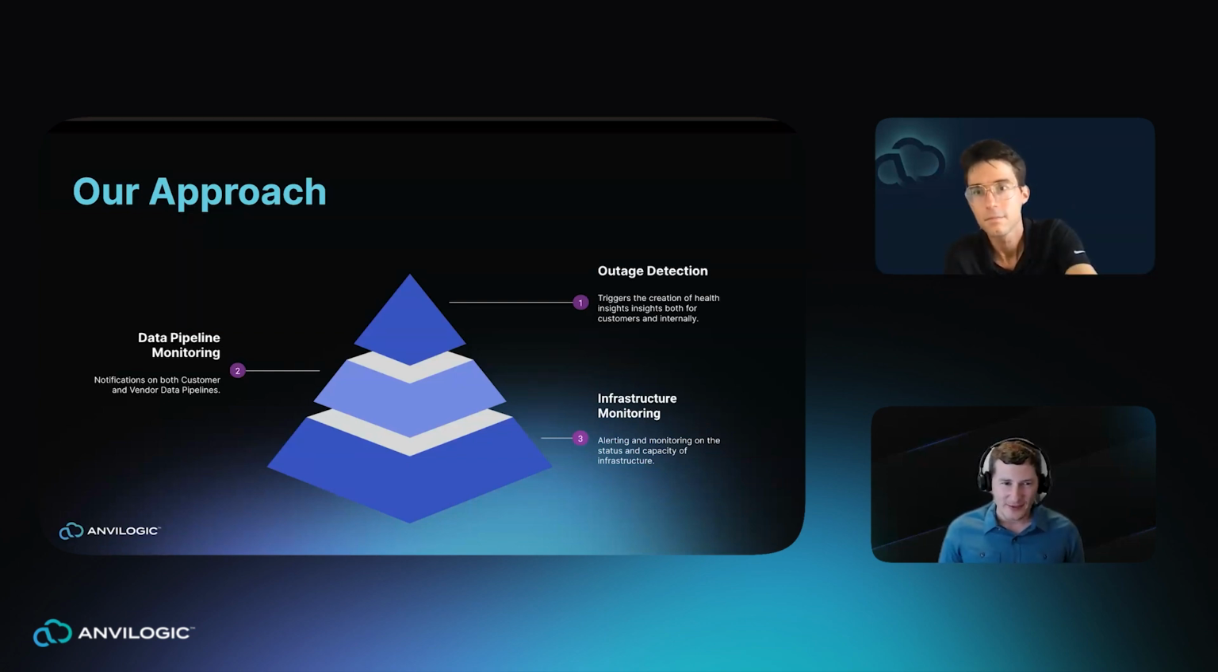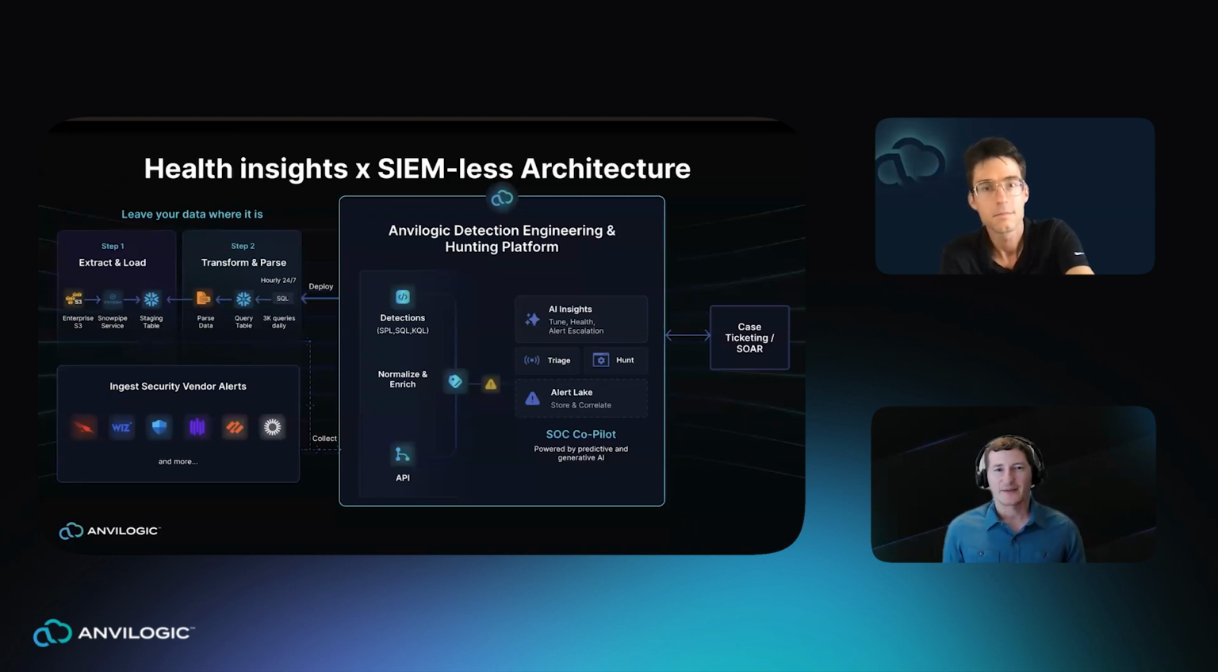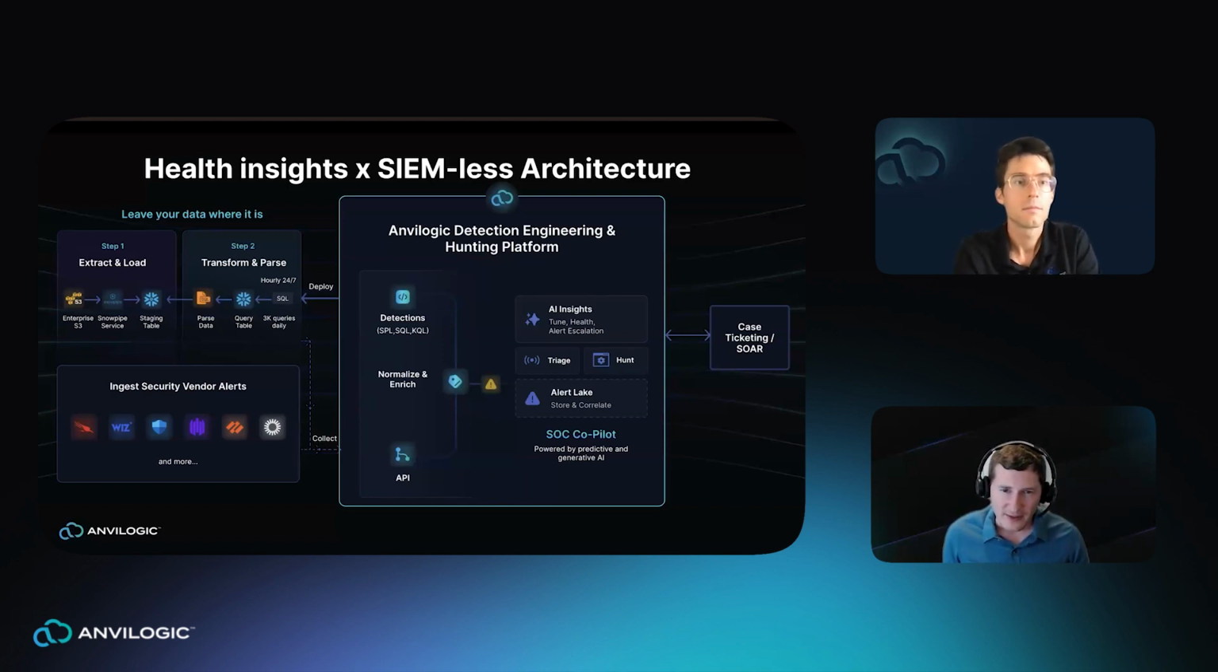Awesome. Yeah, so we'll look at the next slide a little more on how we provide you, the customer, health insights in our product. So maybe you have your data flowing in from on-prem, you can leave it where it is and we'll use it, or it's coming in from a vendor alert, we'll integrate with them and bring it in. So we went through those 3 layers: we have health monitoring on the infrastructure, on the data pipelines, and outage detection applied to all of those.